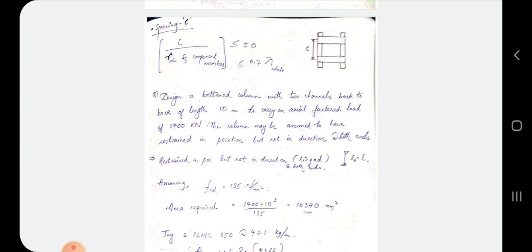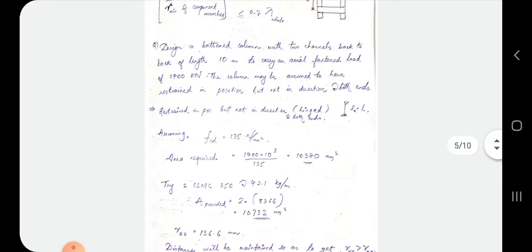Okay, so now we will be going for a problem. The question is, design a battened column with 2 channels back to back of length 10 meter to carry an axial factored load of 1400 kilonewton. The column may be assumed to be restrained in position but not in direction at both the ends. Okay, that is the question.